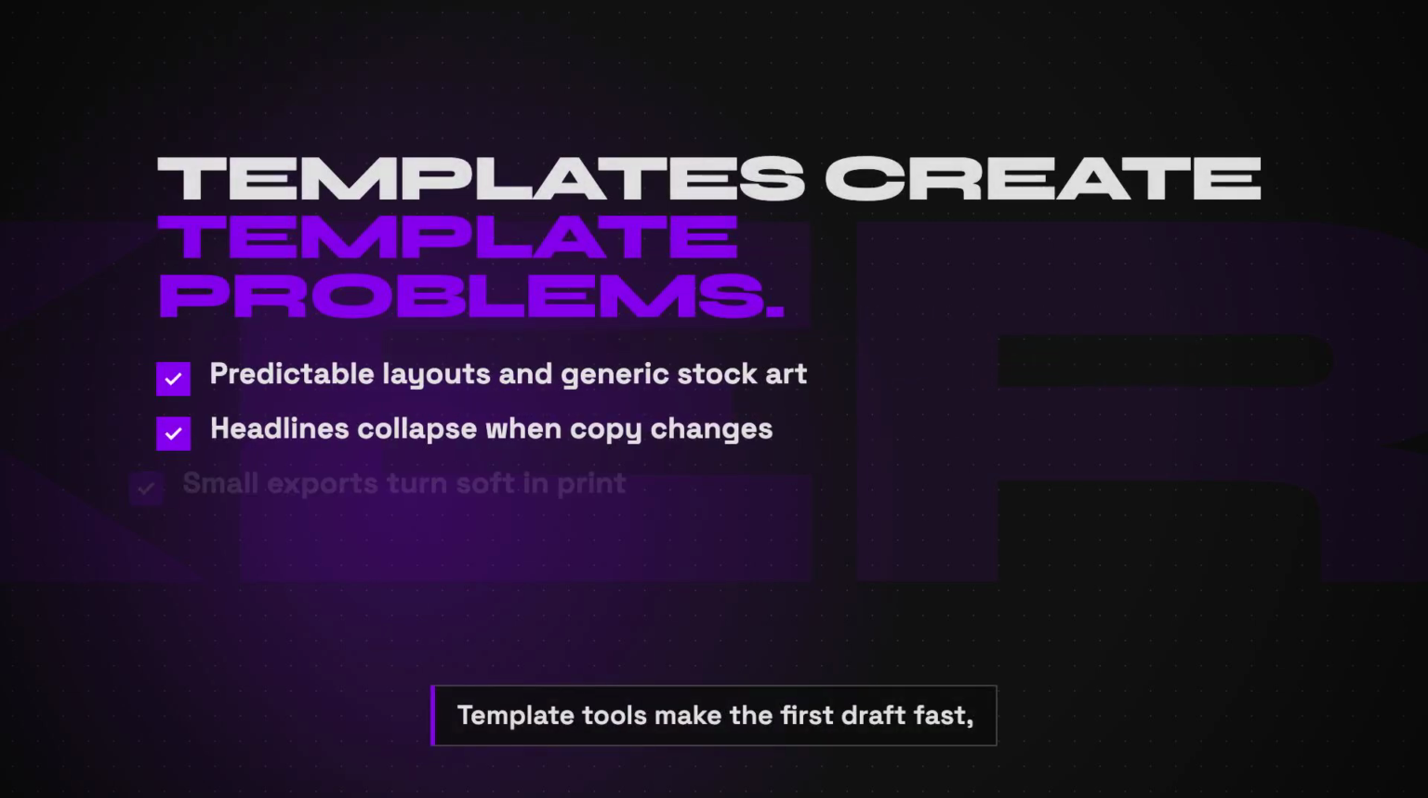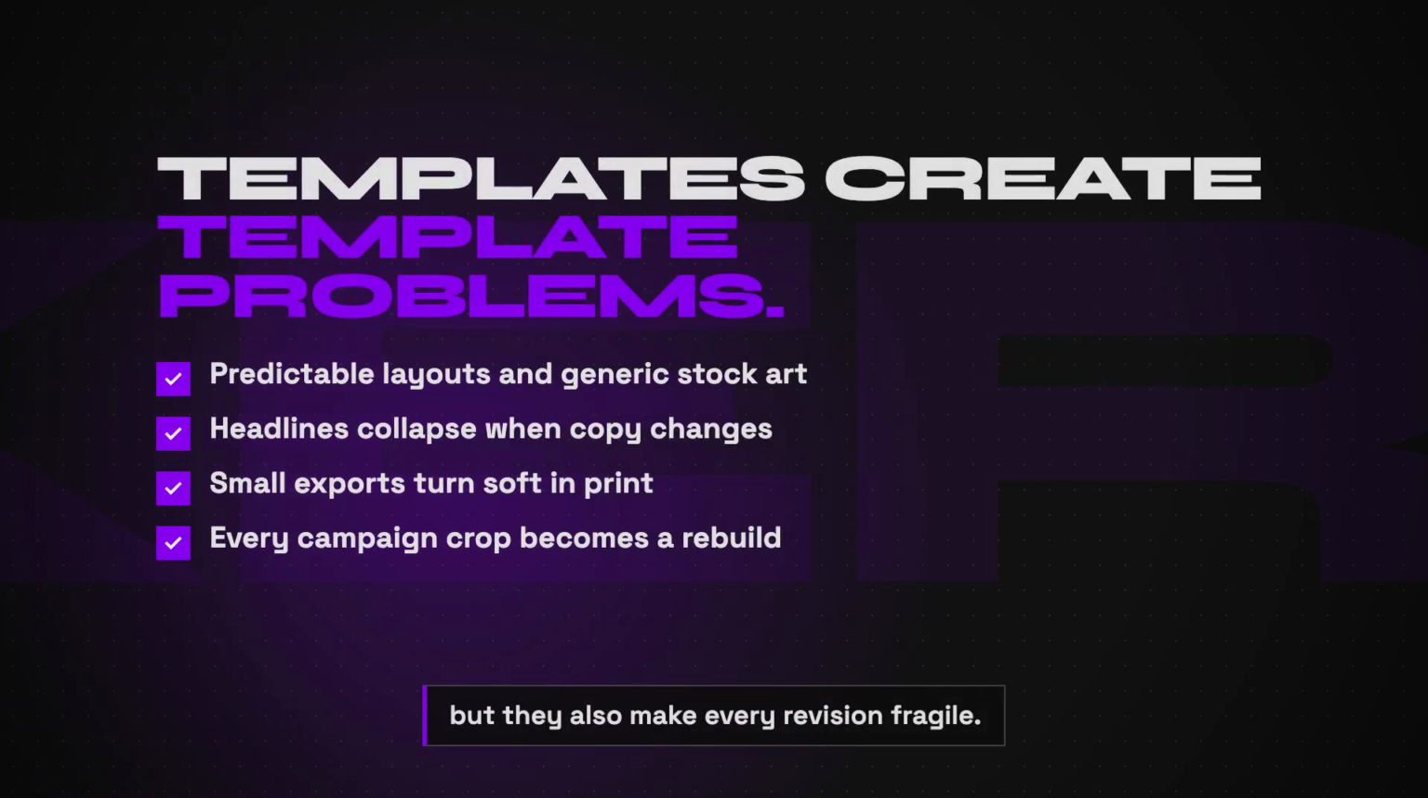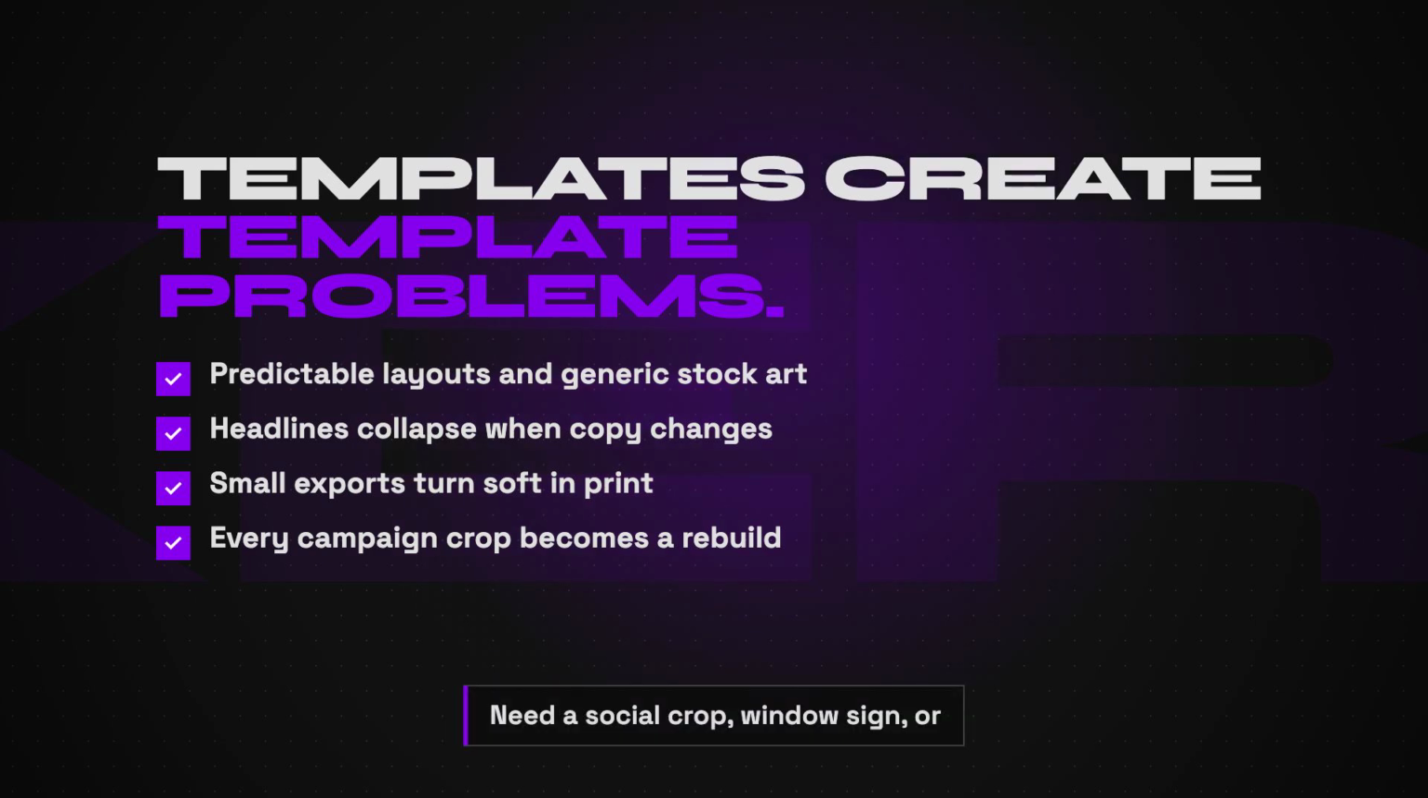Template tools make the first draft fast, but they also make every revision fragile. Change the headline and the layout collapses. Export too small and print turns soft. Need a social crop, window sign, or last-minute date change? Now you are rebuilding the same design in 3 files.